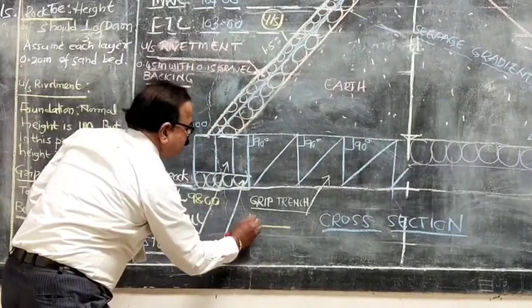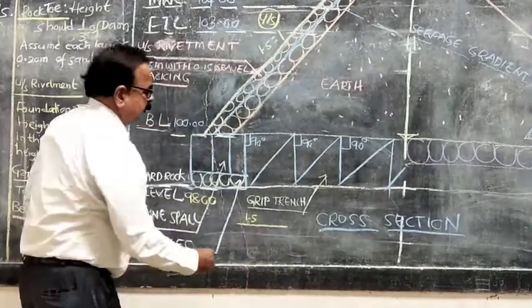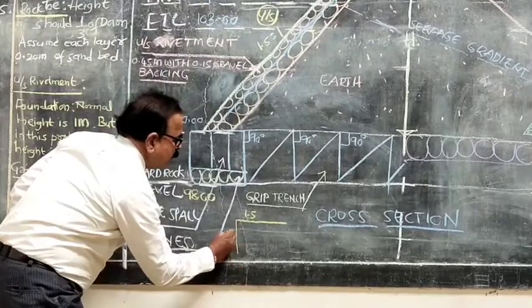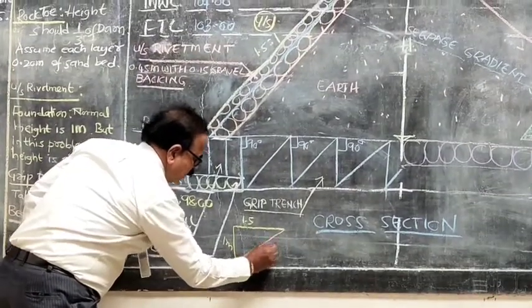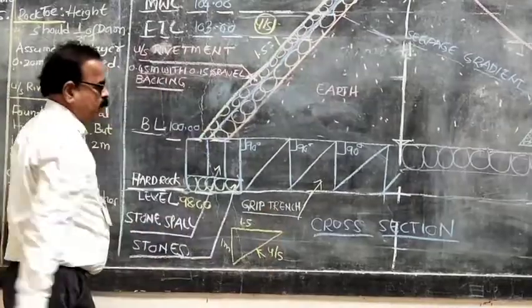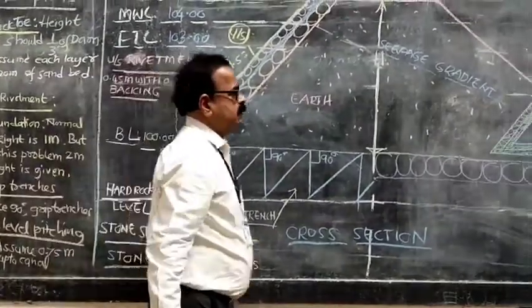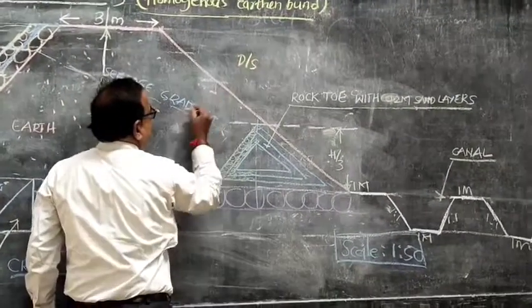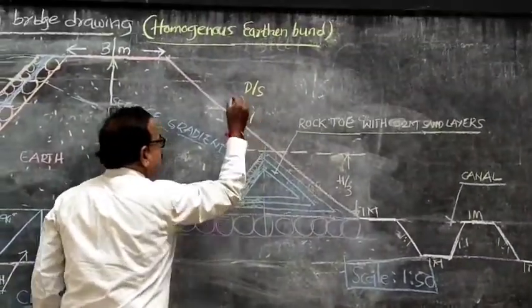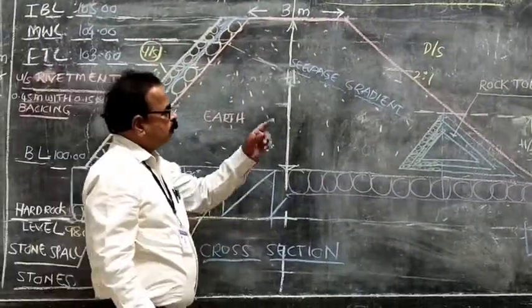It is 1.5, and then take 1 meter below, and then join these two. So this will give the slope for the upstream side. Then come to the downstream side. Remember, on the downstream side we are given the slope as 2:1. So I have 2:1, and how to draw this?